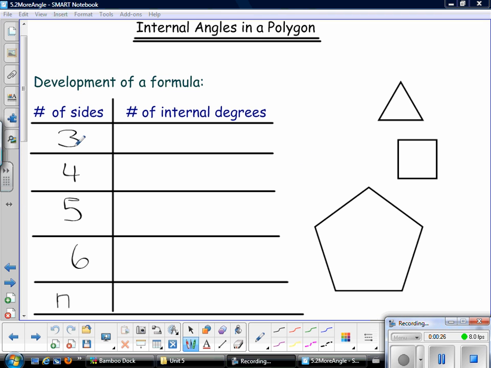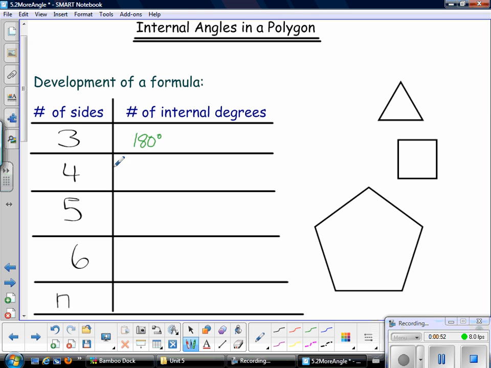Now we're going to start with some shapes that we already know. For instance, a three-sided shape obviously is a triangle. And you know that the number of internal degrees, if I added all the angles in a triangle, it always equals 180 degrees. So we know that, and we're going to put that in here: 180 degrees.